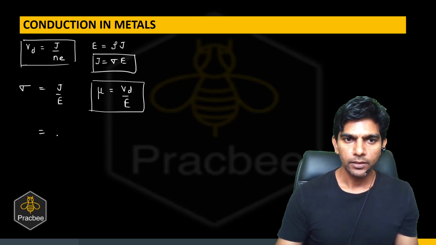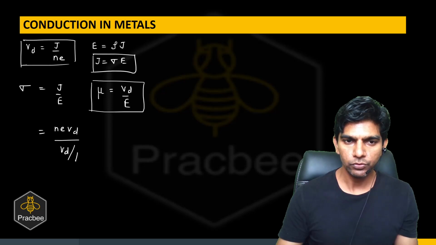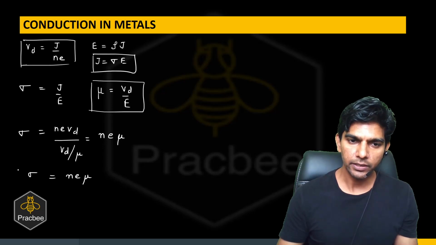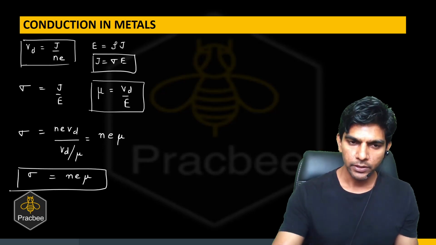So J upon E is what? J is NeVd and E is Vd by mu. So we can say it will be Ne mu. So we can say the conductivity of a metal will be given by this formula, Ne mu. So you should remember this formula.